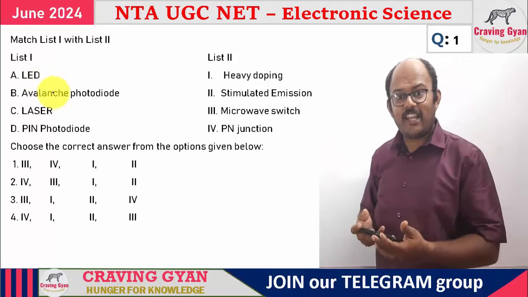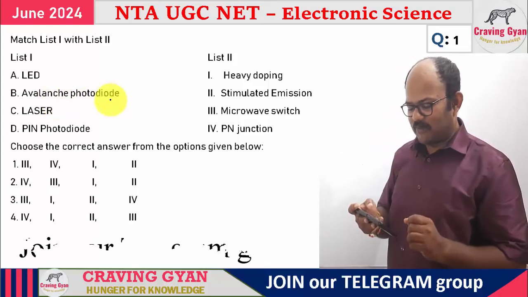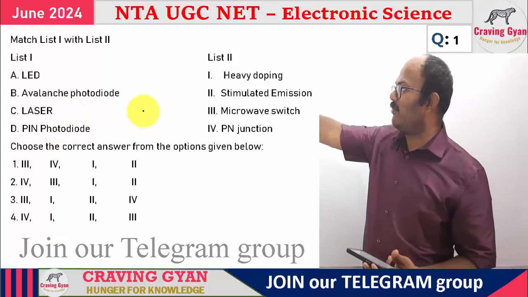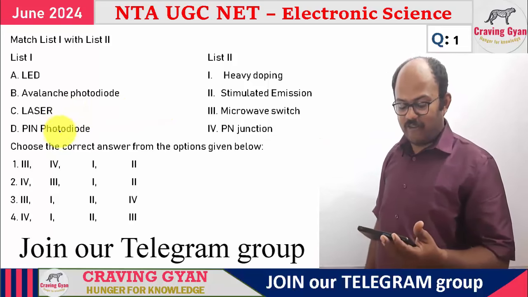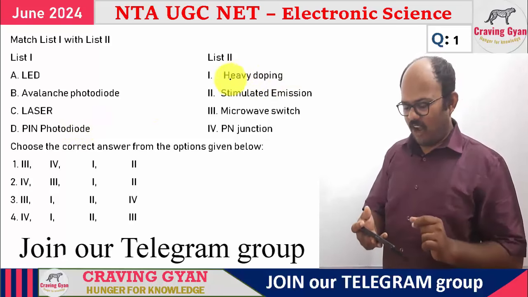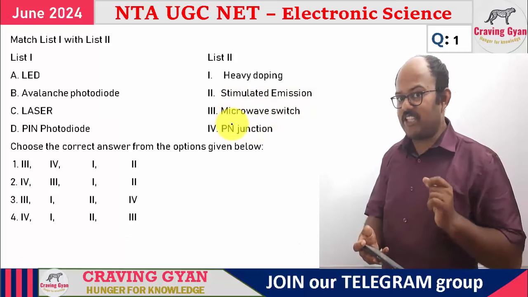LED stands for light emitting diode. In the second one, they have spoken about avalanche photodiode, then laser, light amplification by stimulated emission of radiation. And in the fourth option, they have talked about PIN diode. In list 2, they have talked about heavy doping, stimulated emission, microwave switch and PN junction.